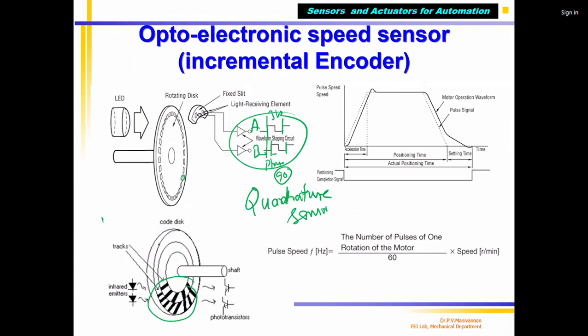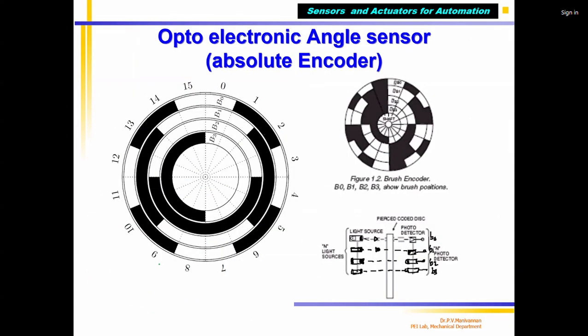In an incremental encoder, we have only one track, correct? In which there are holes, or two tracks with holes. But in the case of what you call an absolute encoder, I have a transparent disk which is divided into, for example, 4 tracks and 16 segments. Okay, and for each track, correct?